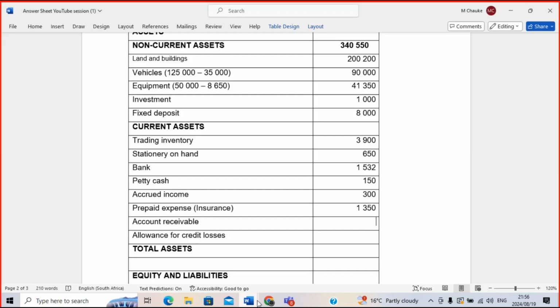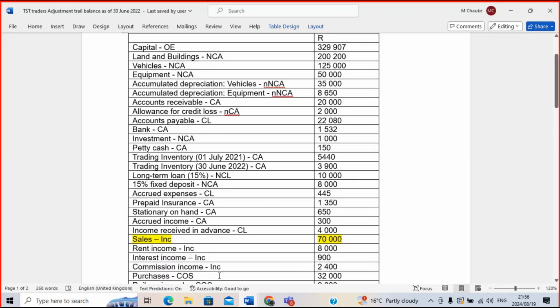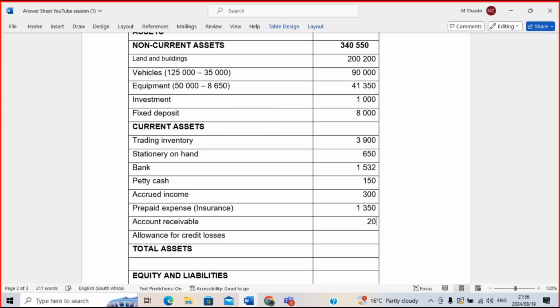And then account receivable. How much is your account receivable? Where is it? Is it up there? 20,000. And then like allowance for credit losses, we have to subtract it at all times. We must subtract it. So how much is it?